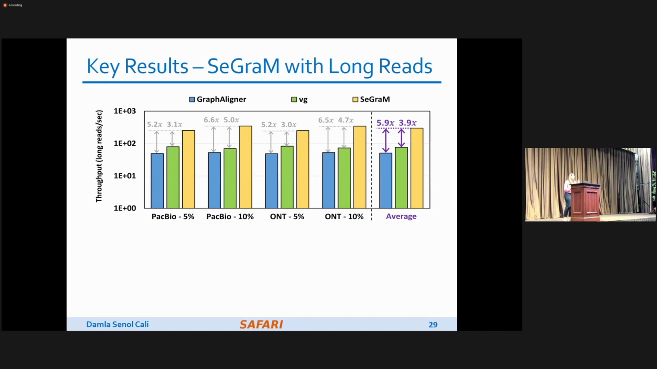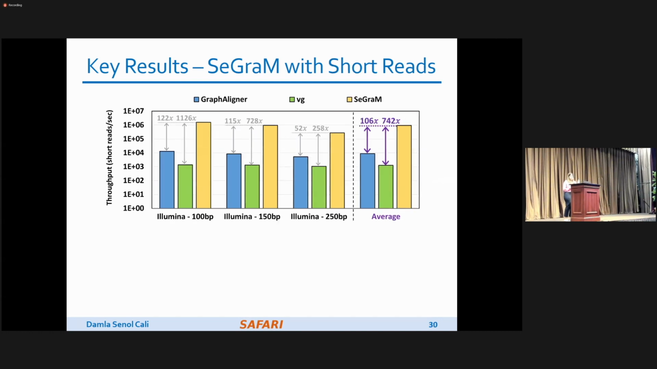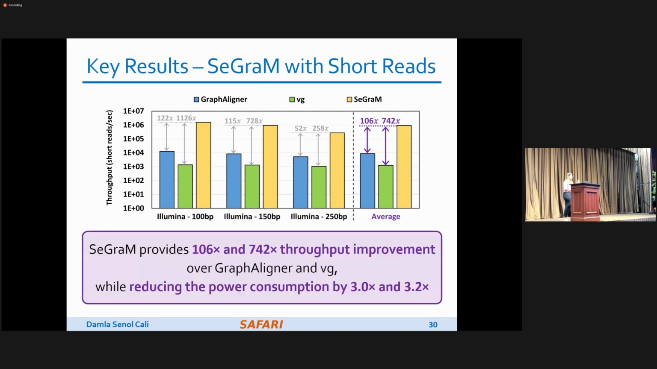Let's look at our long-read analysis for sequence to graph mapping with SeGraM. Here we only show our throughput numbers in the plot, not the power numbers. So we compare SeGraM with two state-of-the-art sequence to graph mapping software tools, GraphAligner and VG. And we find that SeGraM provides around 6 times and 4 times throughput improvement over these baselines, while reducing the power consumption by more than 4 times for both. And with the exact same baselines, but this time with short reads, we find that SeGraM provides an even higher amount of throughput improvement over both of these baselines, while reducing the power consumption by, again, more than 3 times for both.